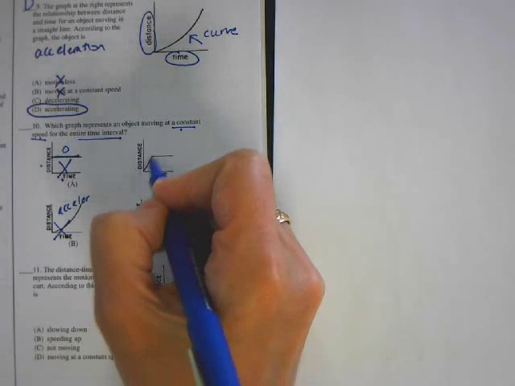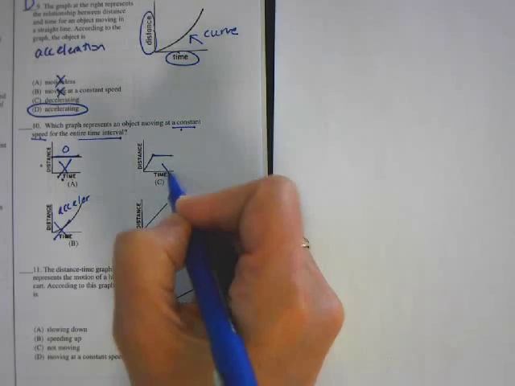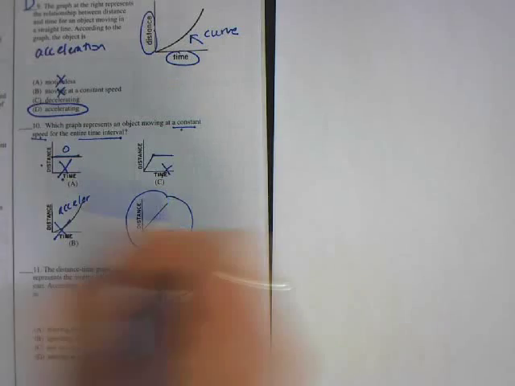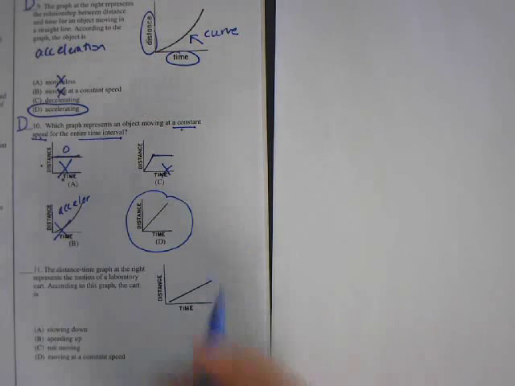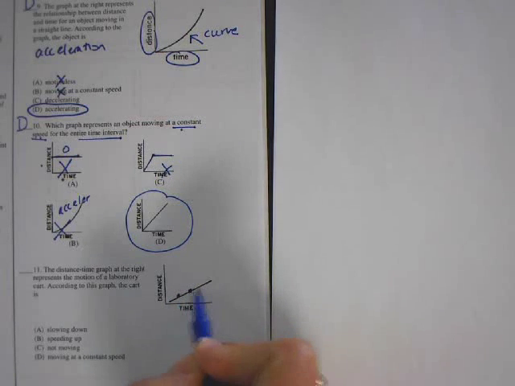Number 11, the distance time graph at the right represents the motion of a laboratory cart. According to the graph, the cart is... well, if you're not sure with numbers, remember the slope is the same on any 2 points here. So the slope is the same, and on a distance versus time graph, the slope is going to be the speed, so I can see it's moving at a constant speed. D.